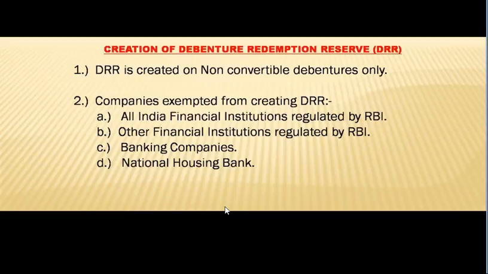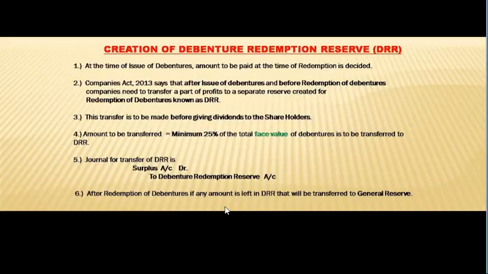Now, why have these companies been exempted? Because these companies have the backing of RBI, that is the Reserve Bank of India, the topmost bank. So even if there is a loss in the companies, that loss will be compensated by RBI, right? Their capital will not be affected, that will be compensated by RBI because they are being regulated by RBI, right? So that is why these companies have been exempted from creating DRR. This part is very important. Are you clear with this?